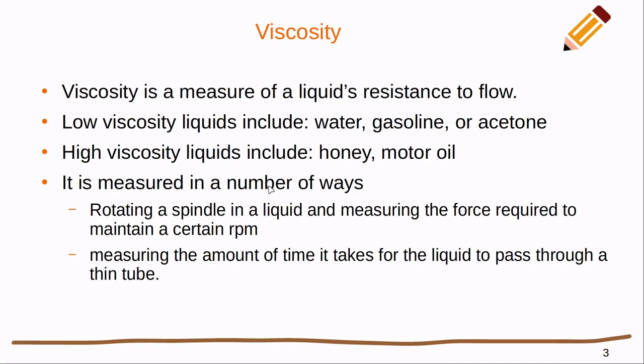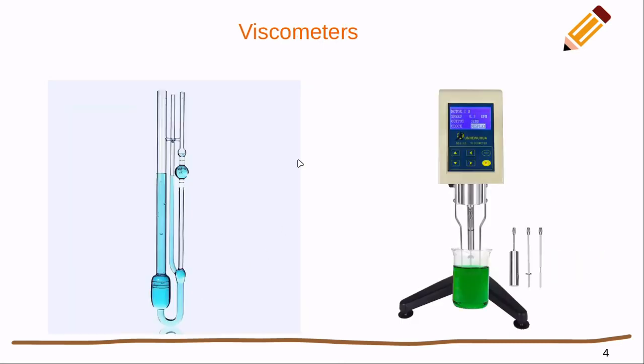It is measured in a number of ways. One way is with an electronic device where we have a rotating spindle in a liquid, and we measure the force required to maintain a certain RPM to keep the spindle spinning the same speed. Another way is to measure the amount of time it takes for the liquid to pass through a thin tube. So two examples of these devices, viscometers, are here.